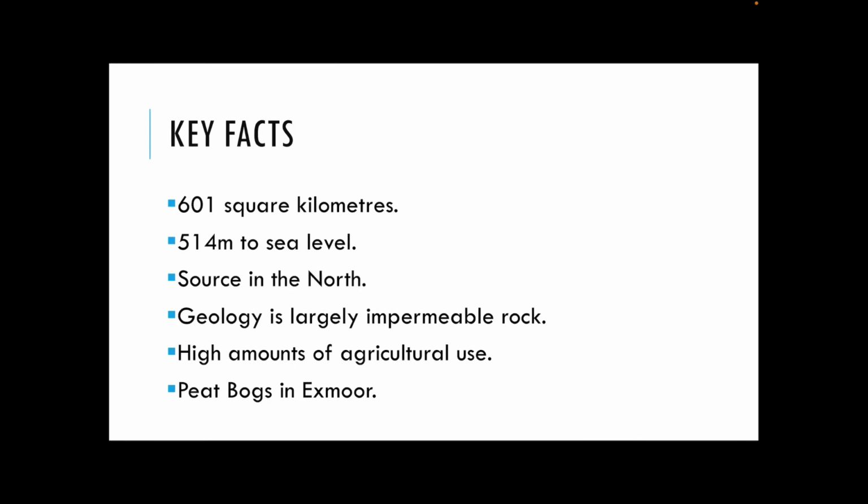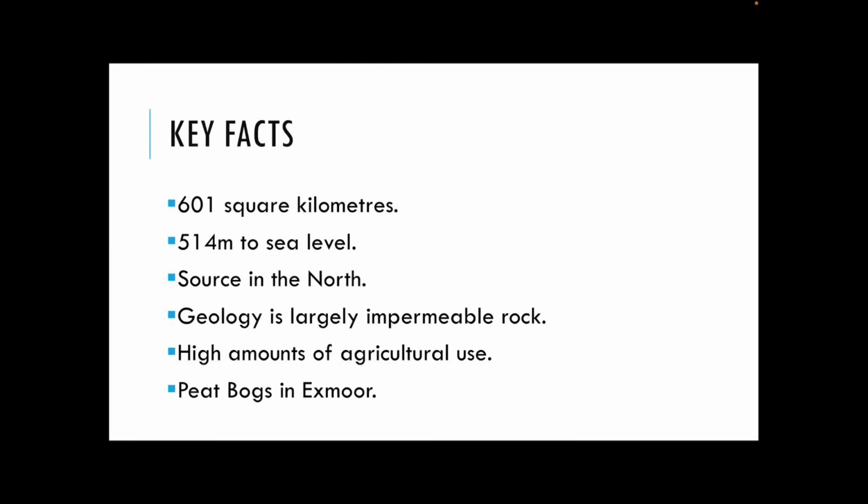There is quite a lot of agricultural land in the area. In the north, it's going to be mostly things like sheep farming that's taking place up on Exmoor. And then as you move further south, it becomes more arable land. And also in the north, there is quite a large bog area of peat bog in Exmoor.